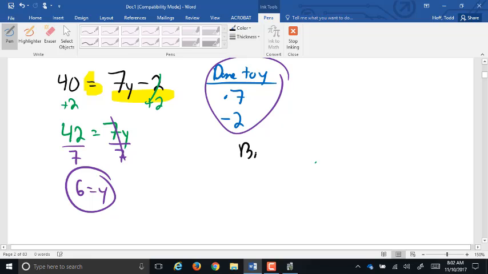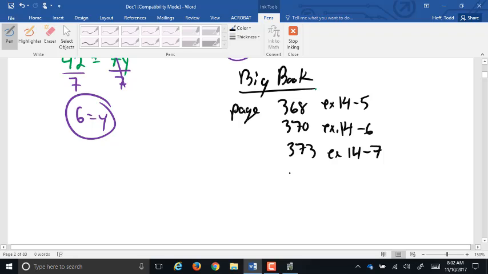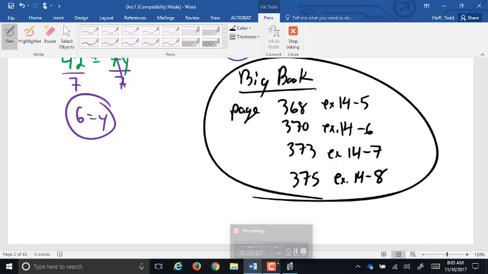In your big book, I'd like you guys to try several of these. On page 368, it's exercise 14-5. 370, exercise 14-6. Page 373, 14-7. You can probably guess what's coming next. 375, exercise 14-8. Give those a shot.